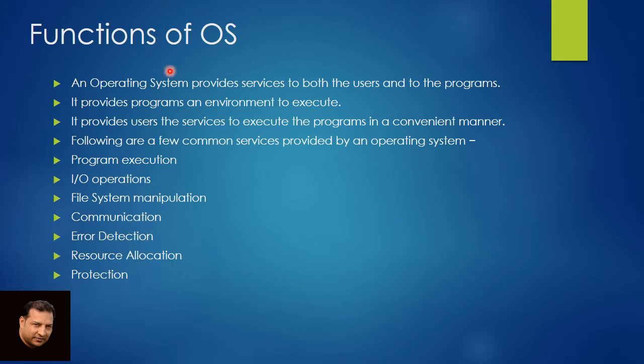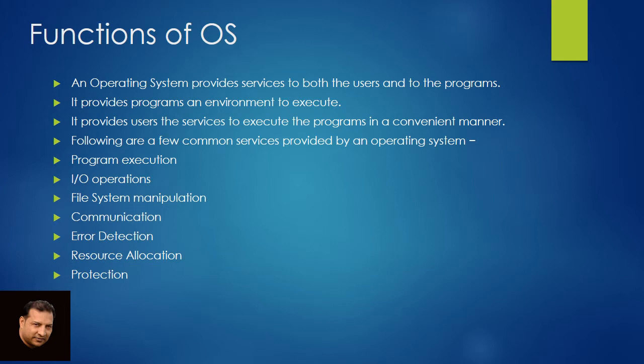Now, functions of operating system. An operating system provides services to both users and to the programs. It provides programs an environment to execute. It provides users the services to execute the program in a convenient manner. Now there are some common services provided by operating system: program execution, input-output operations, file system manipulation, communication, error detection, resource allocation, and protection.